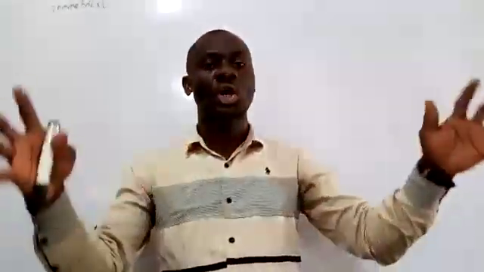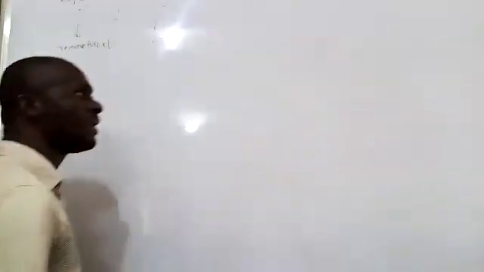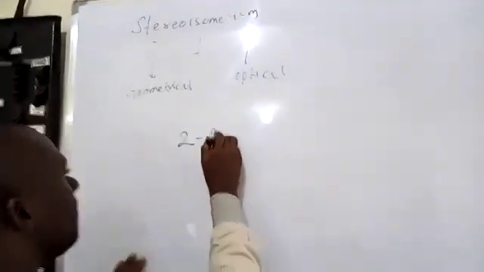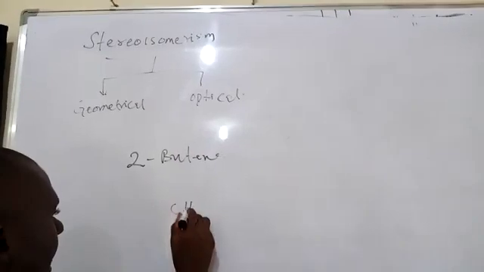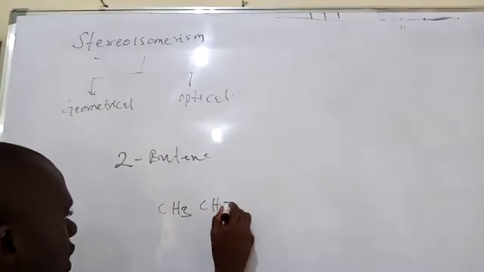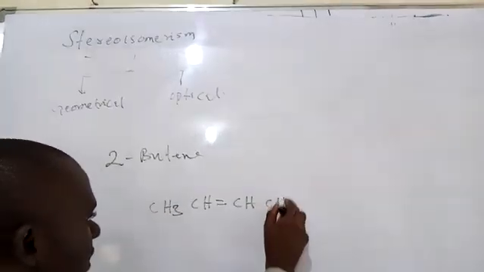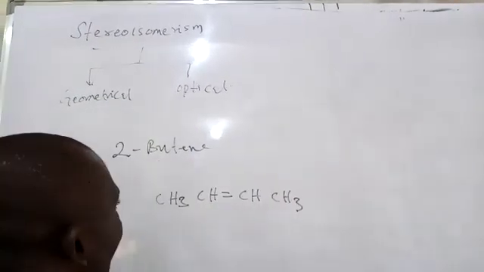Now, cis isomers are formed when two larger groups are on the same side of the double bond. And then the trans isomers are formed when two larger groups are on opposite sides of the double bond. For example, you have something like butene. Look at the structure. You have CH3, CH double bond CH, and CH3. This is just normal butene.